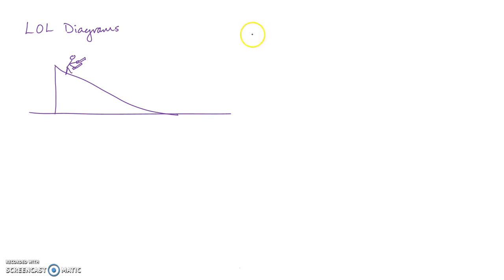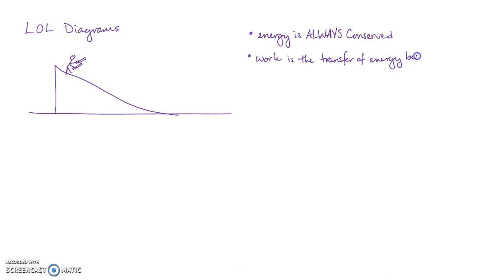All right, so a few things we want to keep track of, and that is just things we want to remember from our previous conversation, is energy is always conserved, and work is the transfer of energy between systems. All right, so we're going to keep these two things in mind while we do this, and we're going to analyze what's going on here.